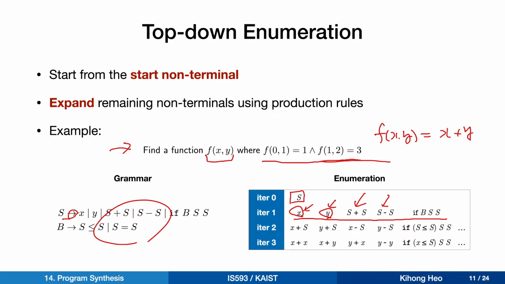Then next, it tries to expand non-terminals like this, from the ungrounded candidates, one by one, and repeats this process until finding the solution. As you can see, after some iterations, it will find the right program, x plus y. That is the high-level description of top-down enumeration.